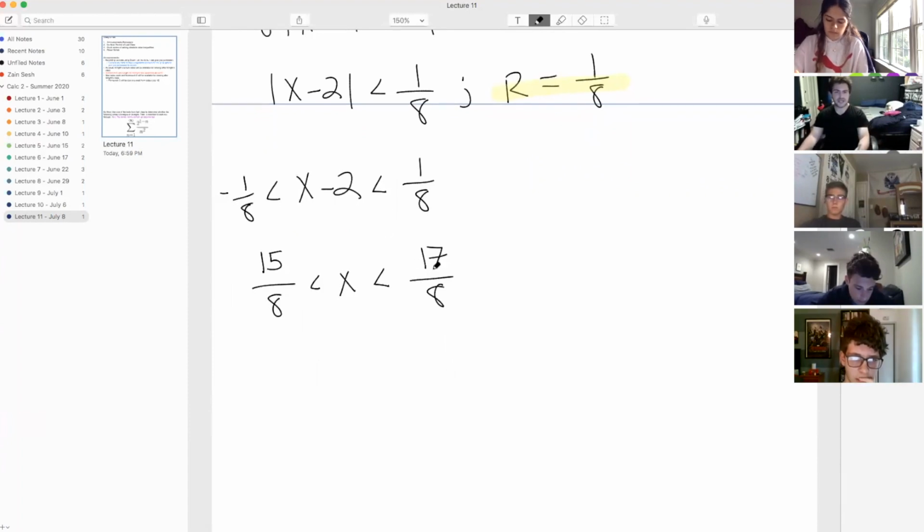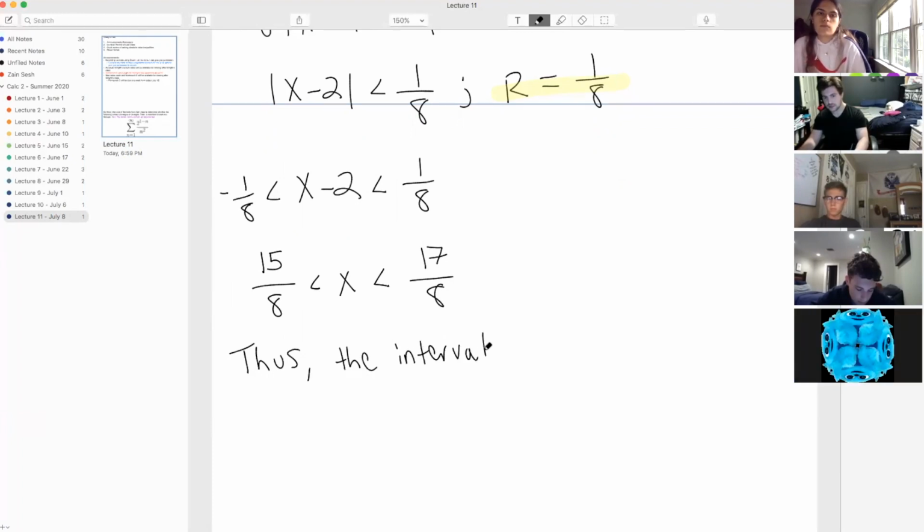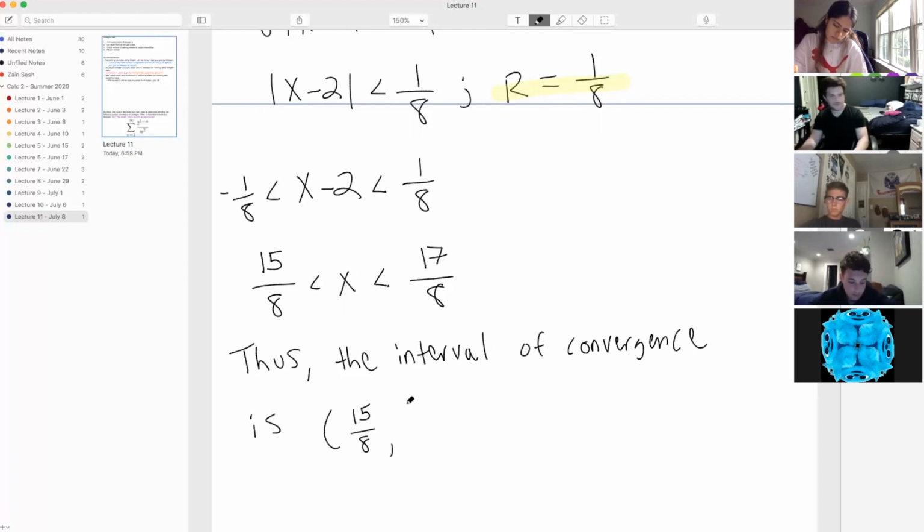And typically, we like to write this set of numbers in interval notation, okay? So thus, the interval of convergence is just going to be the interval 15 over 8, comma, 17 over 8. That's all. You're not wrong if you stop here, but it's nice to write it in interval notation.